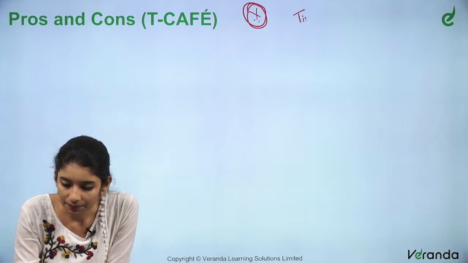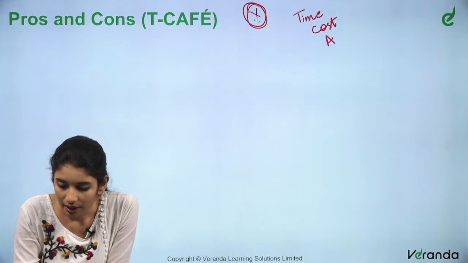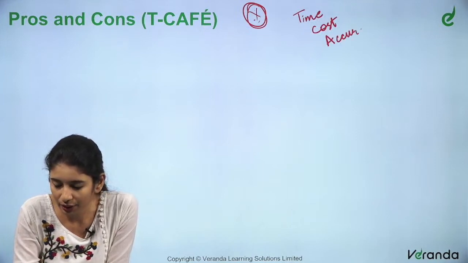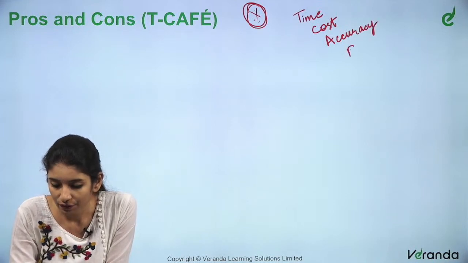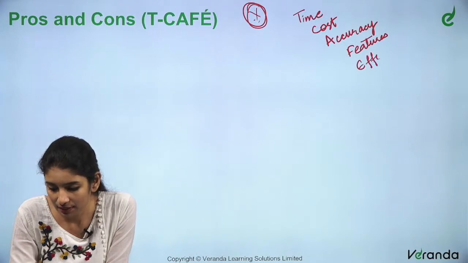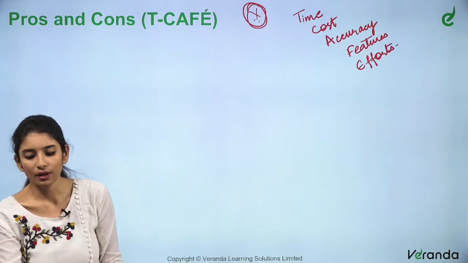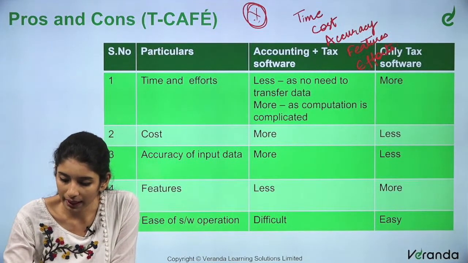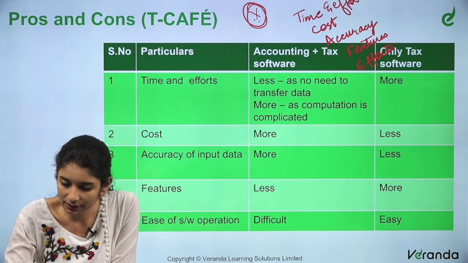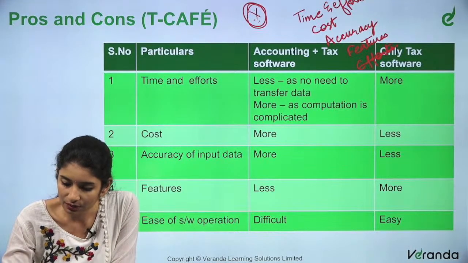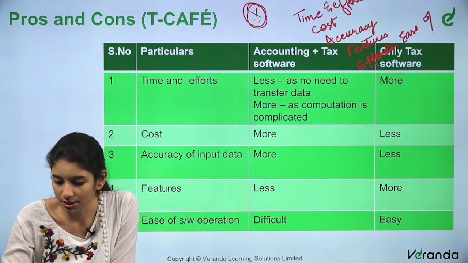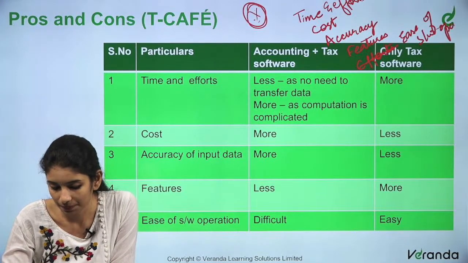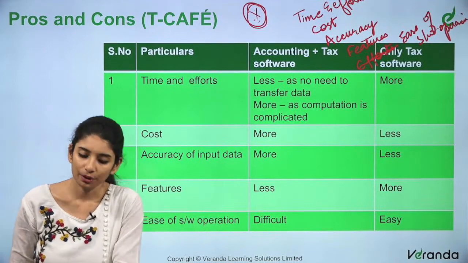T stands for time, C for cost, A for accuracy of data, F for features, additional features, and E for efforts. Okay. Time and efforts is covered in T, and E is for ease of software operations. Ease of software operation. Clear?